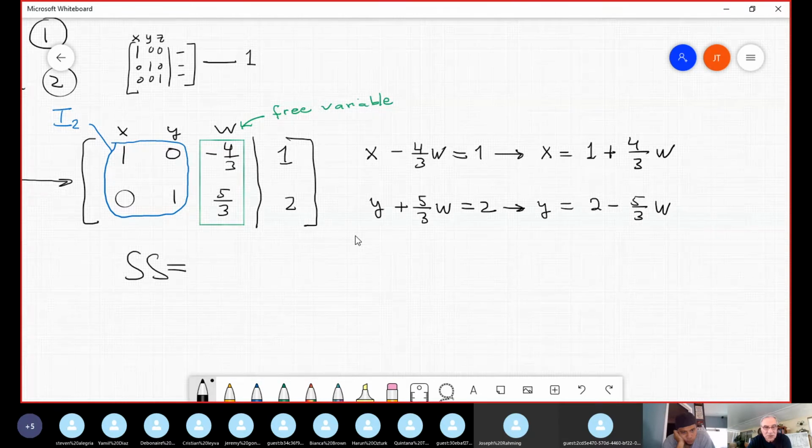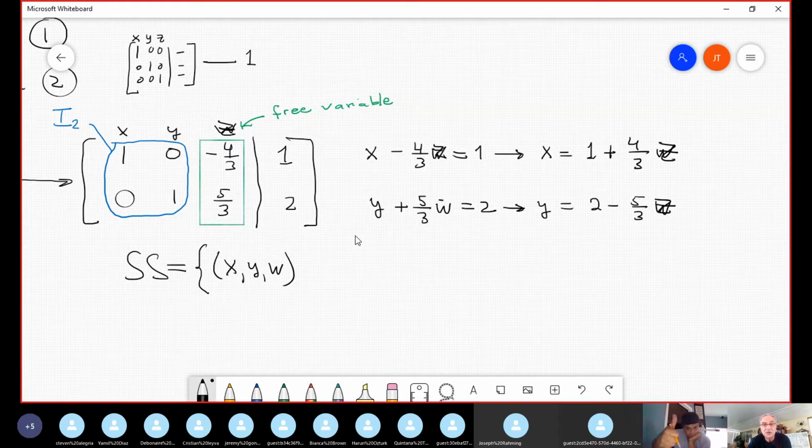The solution set is, in this format, the ordered triple x, y, z, because I know that this solution lives in 3D. This W is C. Sorry, this is C. This is C, and this is C.